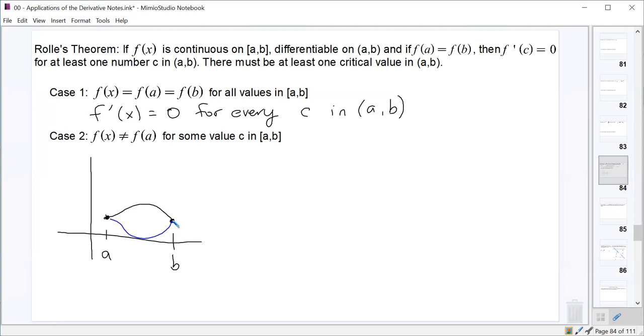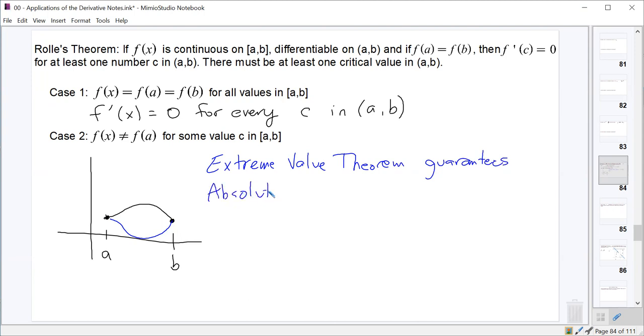Now I think visually this is pretty clear, but we could say that the extreme value theorem guarantees an absolute max and an absolute min on any closed interval for a continuous function. And since this function is a continuous function, as we stated up at the top, f of x is continuous on a to b, that means we know there's an absolute max and we know there's an absolute min.